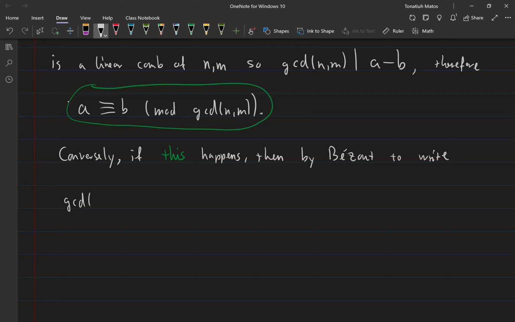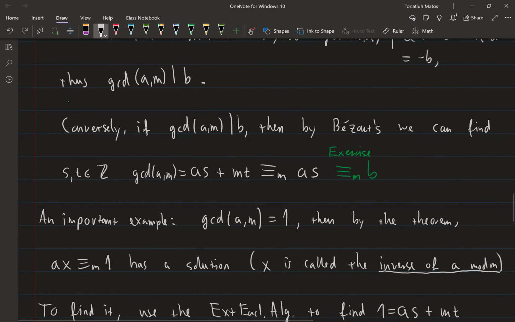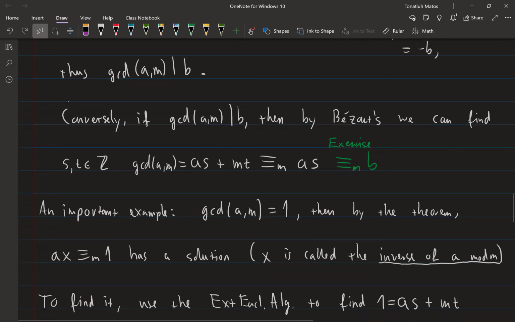The greatest common divisor between n and m is, I don't know, let's say nk plus ml, right? And I also know that the greatest common divisor divides a minus b. So this is the step that I am missing. This is the step that I skipped and left as an exercise, right? The fact that the greatest common divisor divides this number.